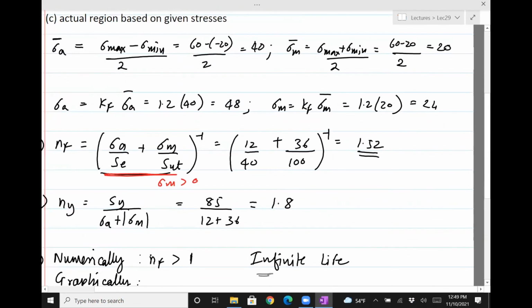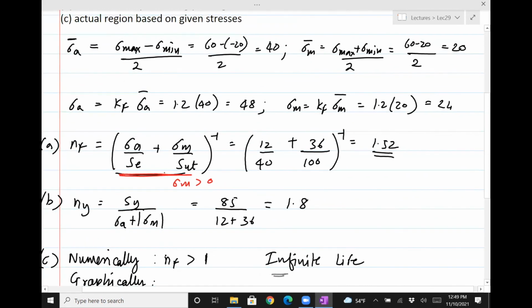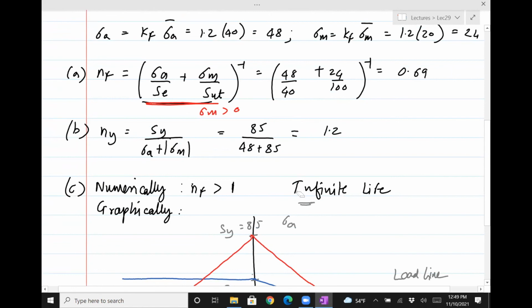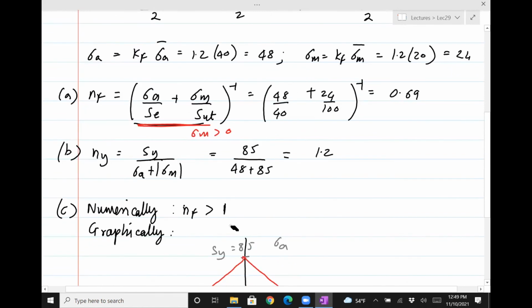Since sigma m is greater than 0, again we can apply the same equations, except these values will change. So we'll have 48 divided by 40, 24 divided by 100, which comes out to be 0.69. SY will remain the same; only sigma A and sigma m will change. So it'll be 48 for sigma A, 85 for sigma m, and that factor comes out to be 1.2. Since NF is 0.69, less than 1, and NY is greater than 1, we can predict finite life.